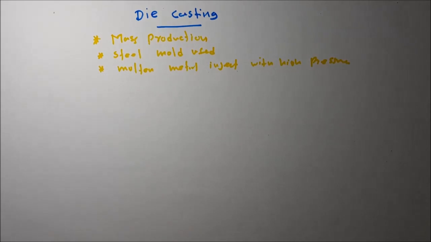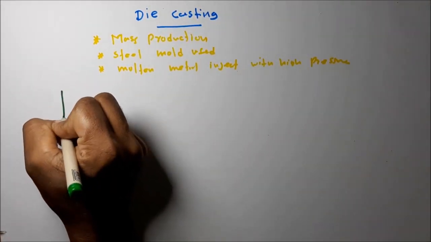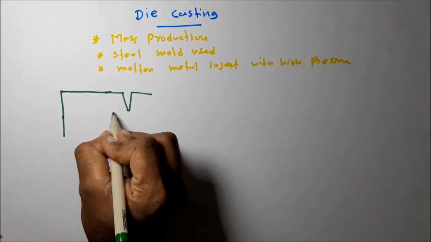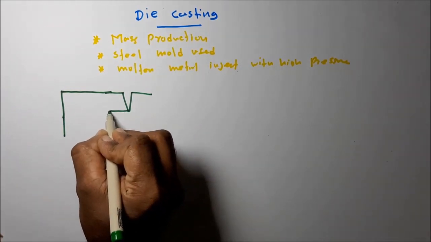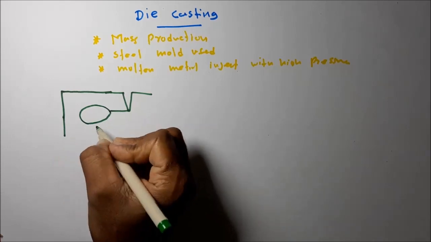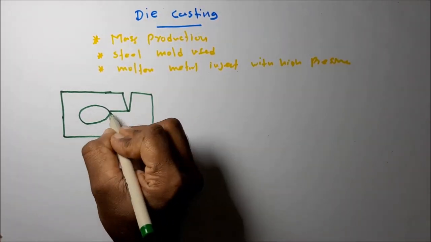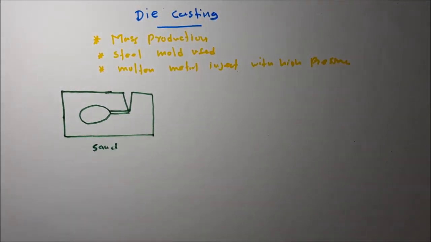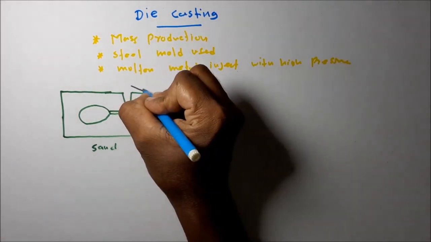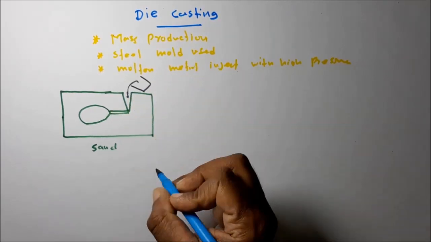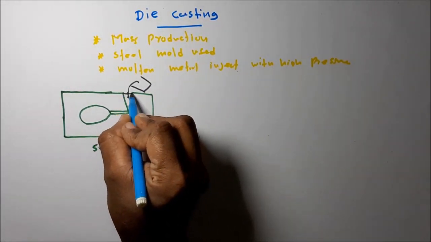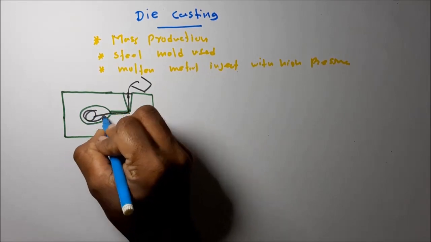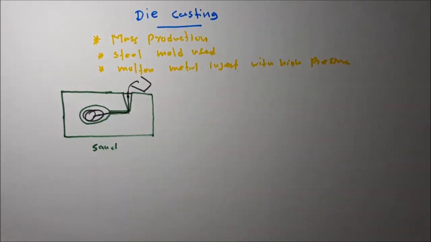In sand casting, what happens? We are pouring molten metal into a sprue. Then from the sprue, this molten metal flows to the cavity area, the product cavity area, due to gravity. Because of the gravity force, the molten metal flows to this cavity chamber.